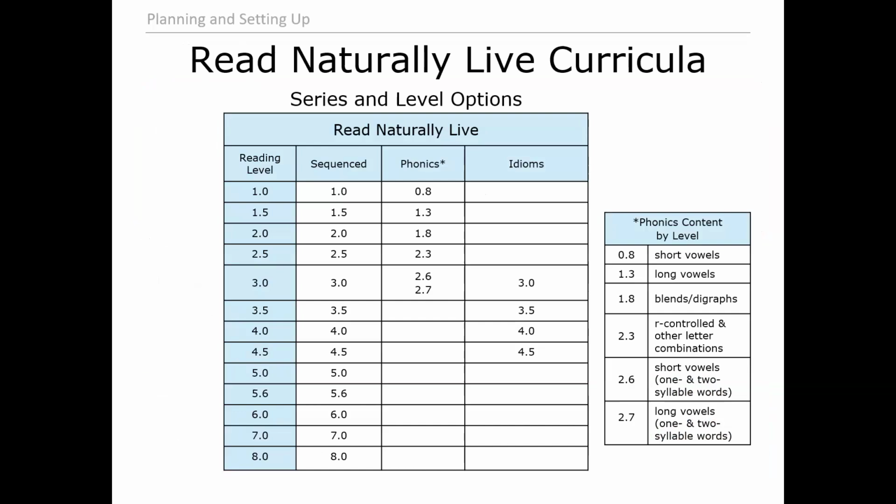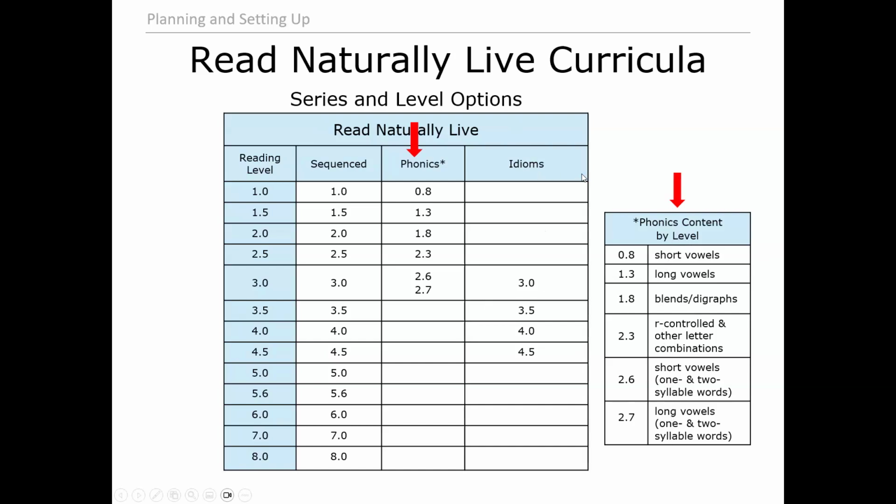So let's look at the series and level options that we have in Read Naturally Live. As I mentioned, we have the sequence that goes in half-year increments until we get up to 6.0, and then they jump a year from 6.0 to 7.0 to 8.0. And then we have the phonics levels, and over here on the side, we have the description of what each level in the phonics series covers in terms of the skills.